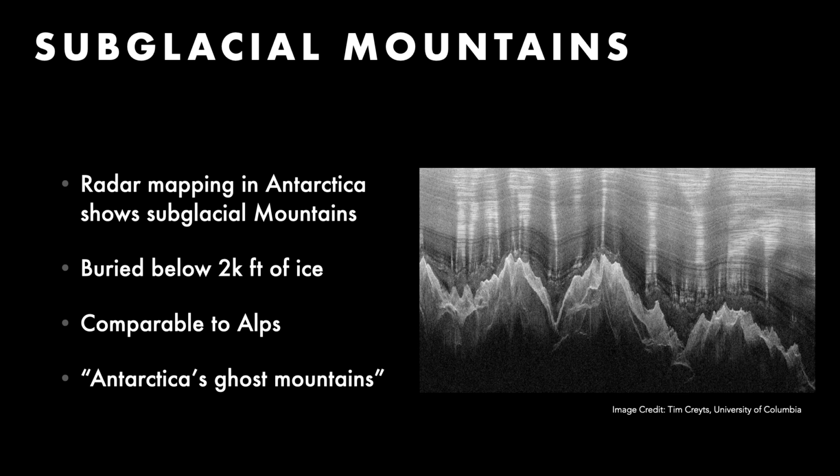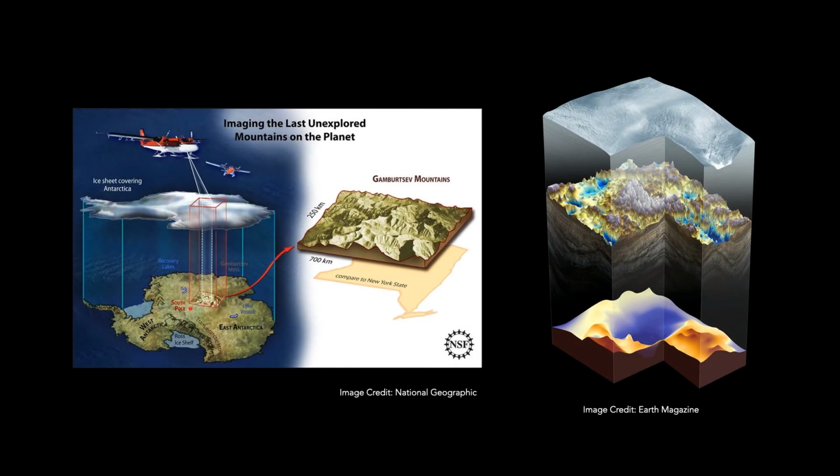And some scientists have compared this mountain range to the Alps. Of course, it's totally covered, and because of this, we can't see it. And it's oftentimes called Antarctica's ghost mountains. We found this through radar imaging. You can see kind of an illustration here, and you can see to the right of that a kind of layering of the ice that would be on top, and then below that, the landforms.